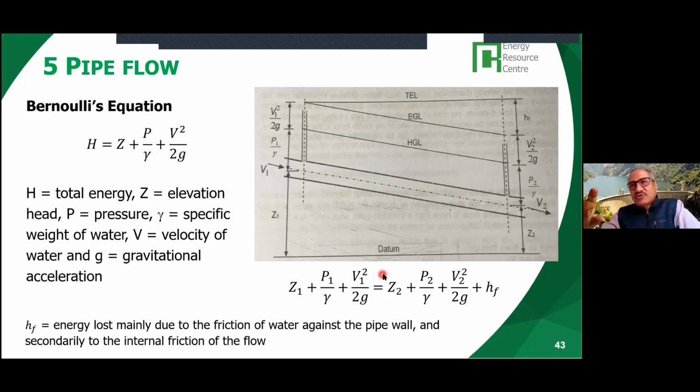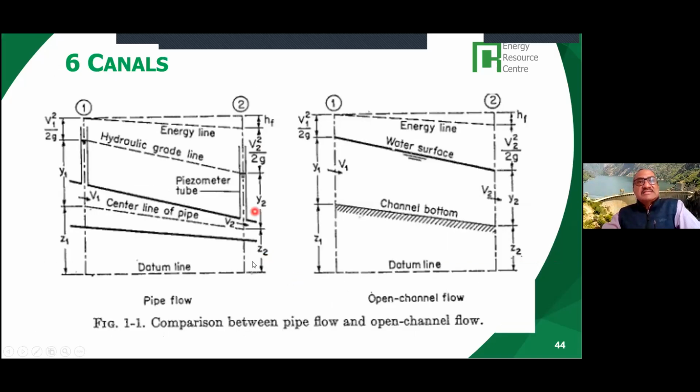So whenever you calculate the flow through a pipe, we use this principle. Okay, but in the case of canals, this is the pipe flow. So we put Y2 as the piezometric head, the pressure head over here, and P over gamma is considered as Y1. This is Z1, and this is the velocity head. This is in the case of pipe flow.